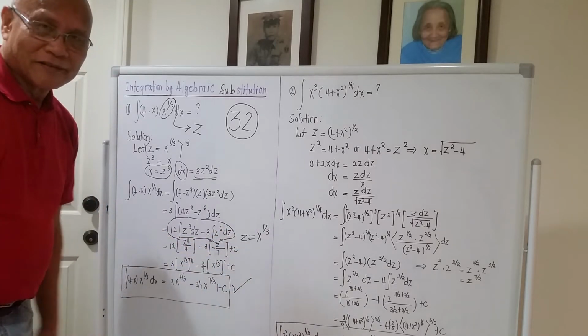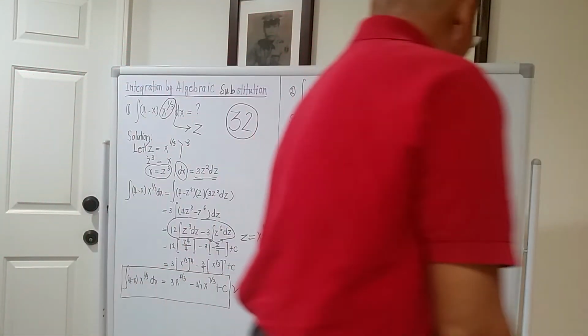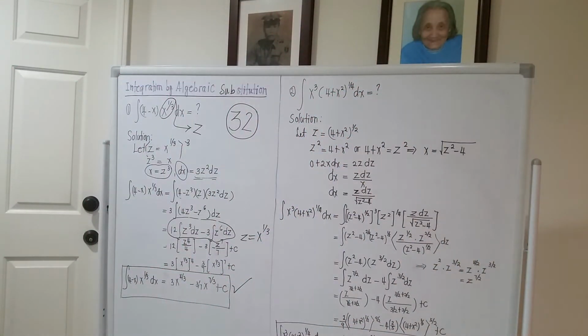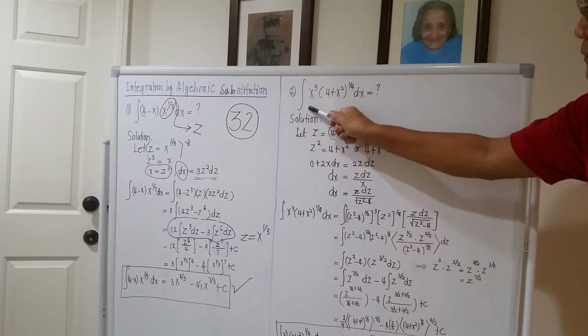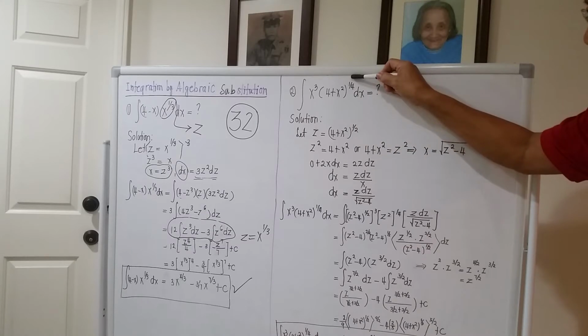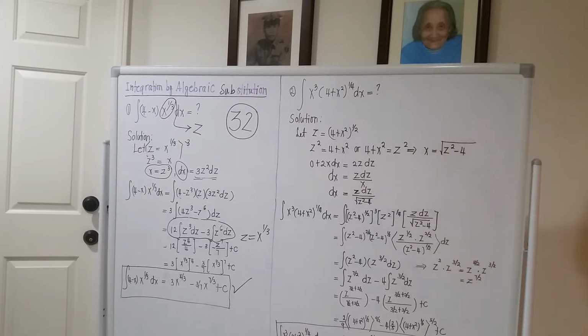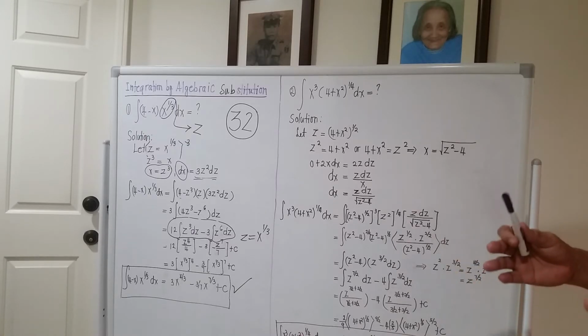It's easy, right? Okay, let's continue, guys. Example number 2, a little bit complicated. The integral of x cubed times the quantity 4 plus x squared raised to 1/4 times dx. Okay, so it's up to you guys to recognize the algebraic substitution.